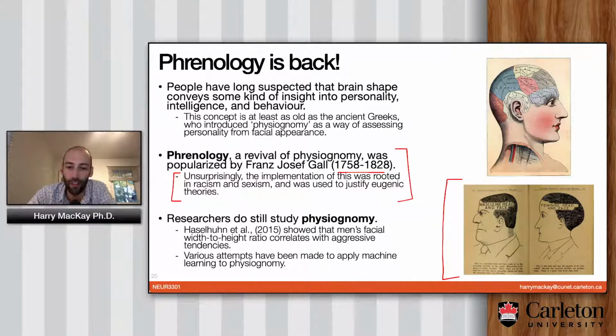And researchers do study physiognomy. There is data even to this day showing that men's facial width to height ratio has a correlation with aggressive tendencies. And there have been many ill-fated, ill-informed attempts to make this more scientific by applying machine learning and whatnot. So it's a controversial area, but suffice it to say, face shape does mean something, maybe.